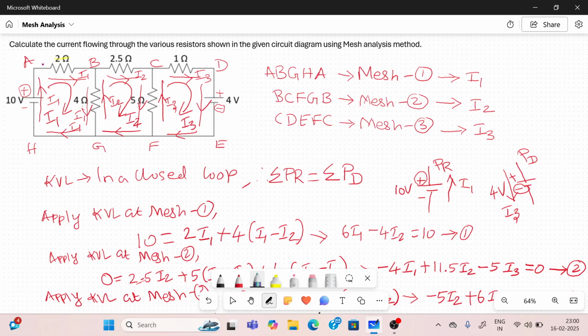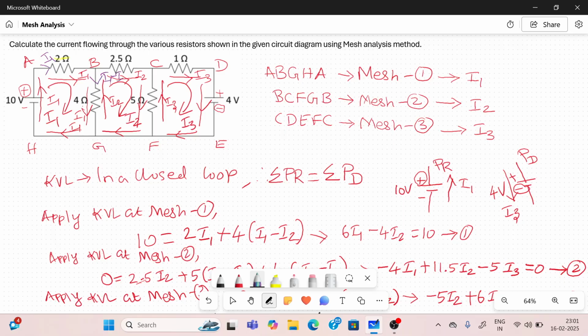What is the current flowing through the 2 ohm resistor? Current I1, because only the I1 current will flow. What about the current flowing through this 4 ohm resistor? I1 and I2. I am taking the current from B to G, so the same direction is I1, and I2 is opposite. So the current is I1 minus I2.